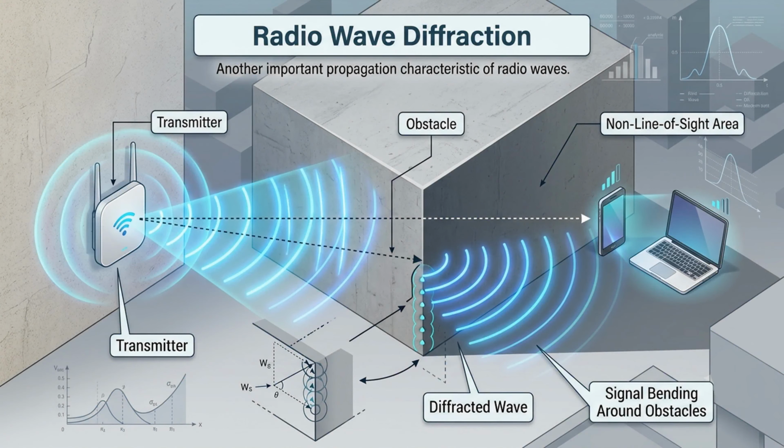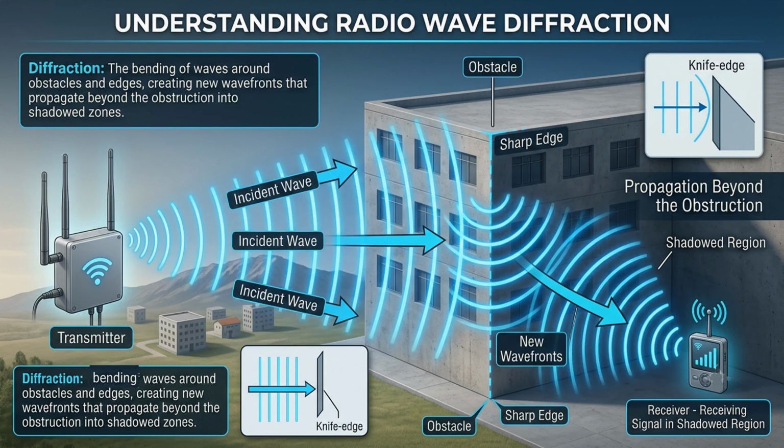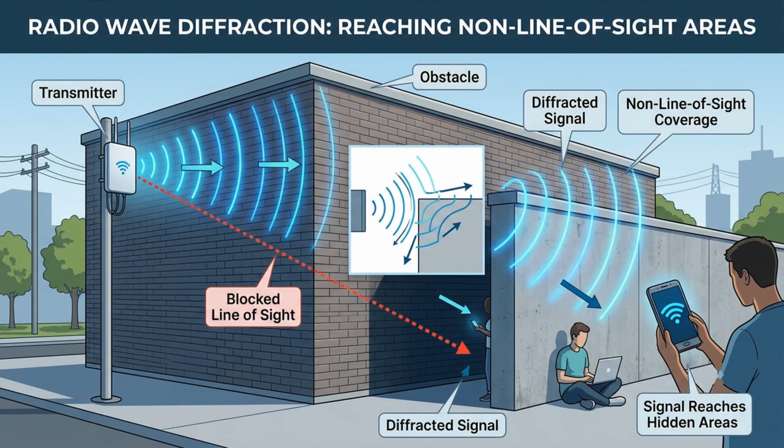Radio wave diffraction. Another important propagation characteristic of radio waves is diffraction. Diffraction occurs when radio waves encounter an obstacle or a sharp edge and bend around it, creating new wavefronts that continue to propagate beyond the obstruction. This unique property allows radio signals to reach areas that are not in the direct line of sight of the transmitter.